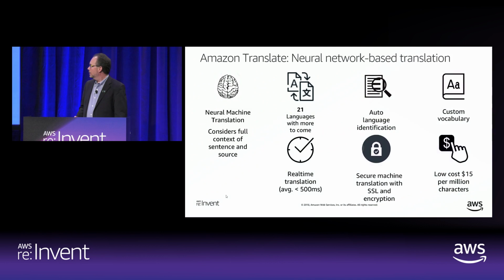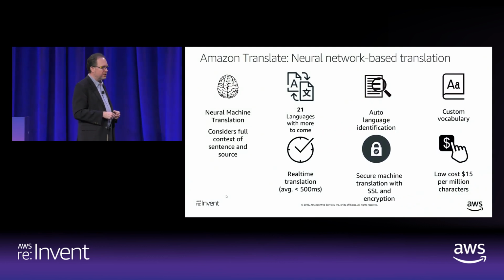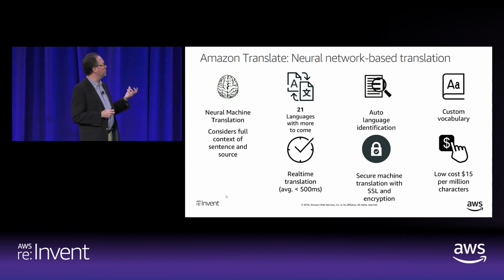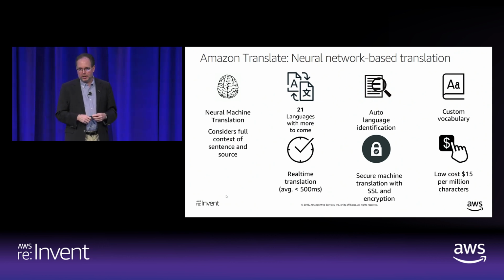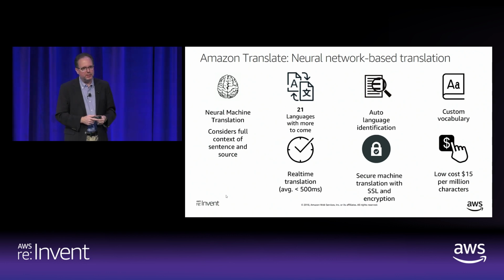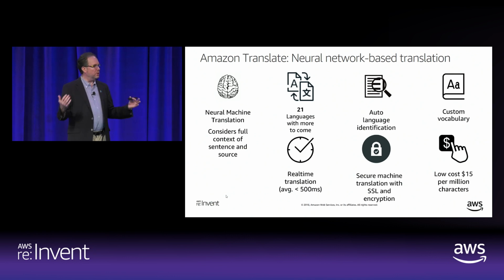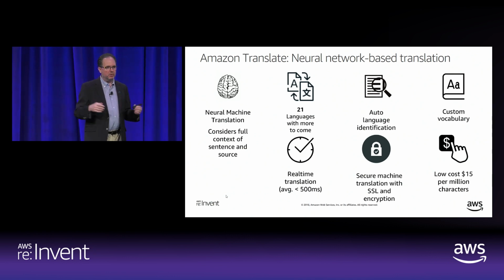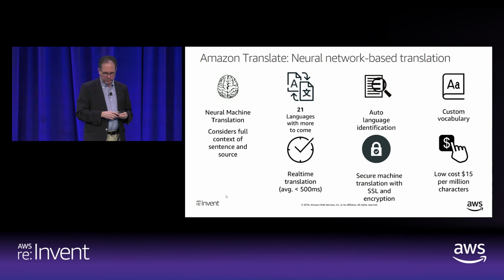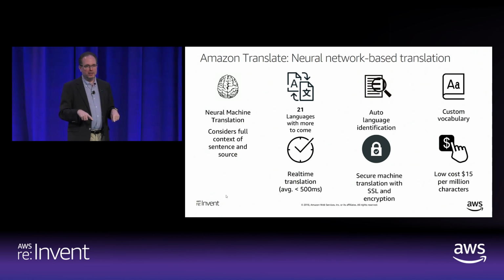Okay. So how do we translate? First off, let's talk about Translate. Translate itself is a neural machine translator, and we continually are building up that neural network and enhancing its capability to recognize words and translate them into the appropriate phrase and idiom and so on in the target language. It considers the full context of what you give it.